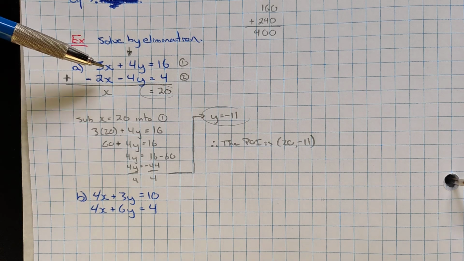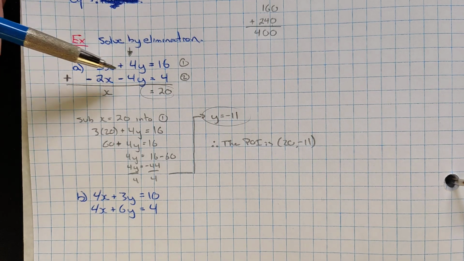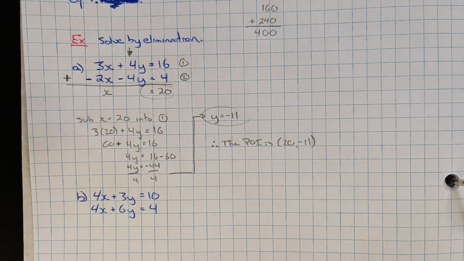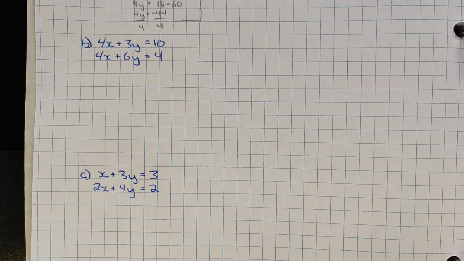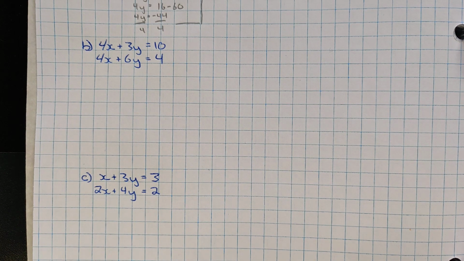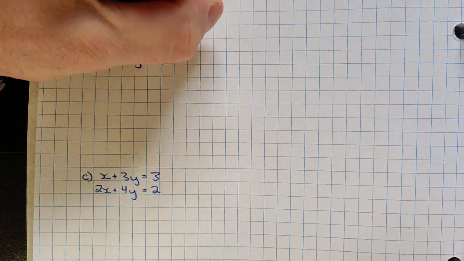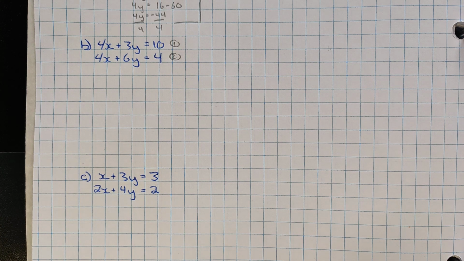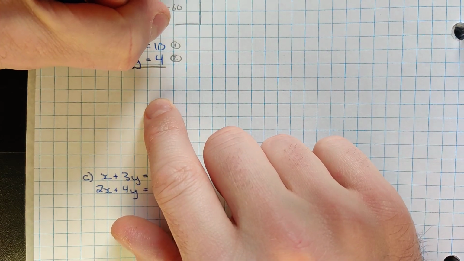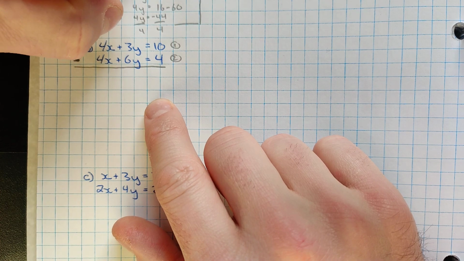So again, we're looking for an x or y value that we can add or subtract to get rid of it. If we look at the next case, we have 4x plus 3y equals 10, and that's equation number 1. And equation number 2, 4x plus 6y equals 4. In this case, both of them have a 4. Positive 4 minus positive 4 would get me 0. So I'm going to get rid of the x's by subtracting these equations.